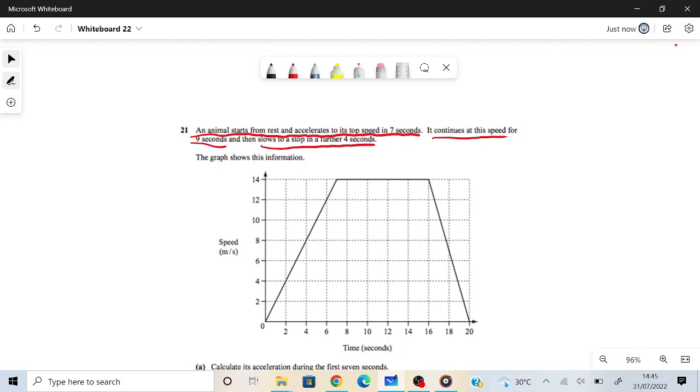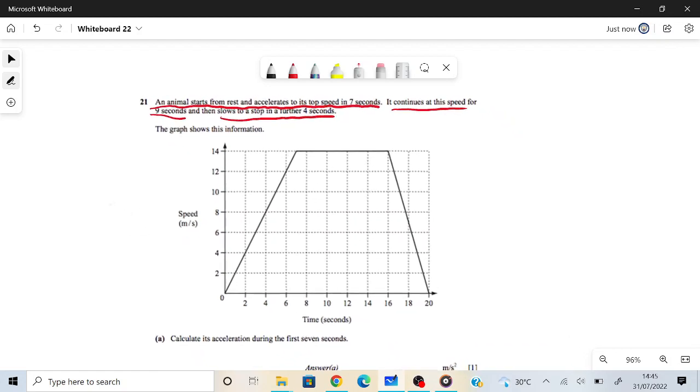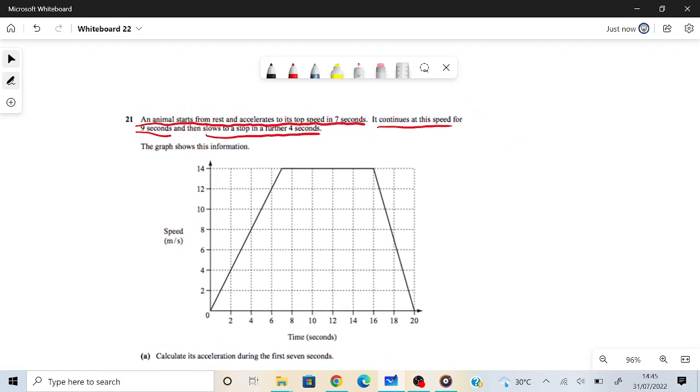Okay, good to know. Now, all this piece of information, all this grammar, all it's doing is just explaining the graph in words. It said that an animal starts from rest, that's from here, and accelerates to its top speed in 7 seconds. So from here to here, it took the animal 7 seconds. That's around about there. So 7 seconds to get to 14 meters per second.